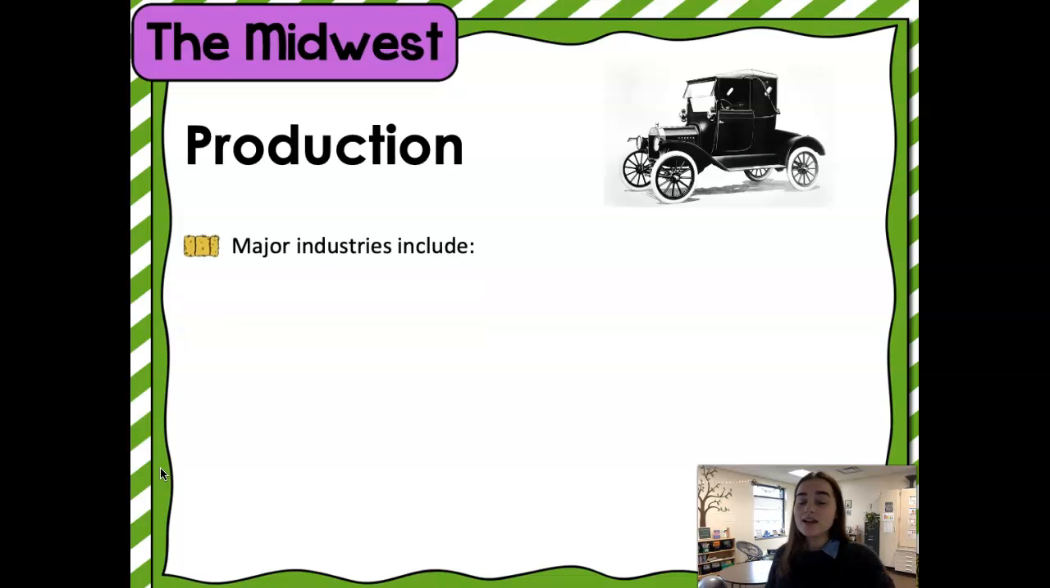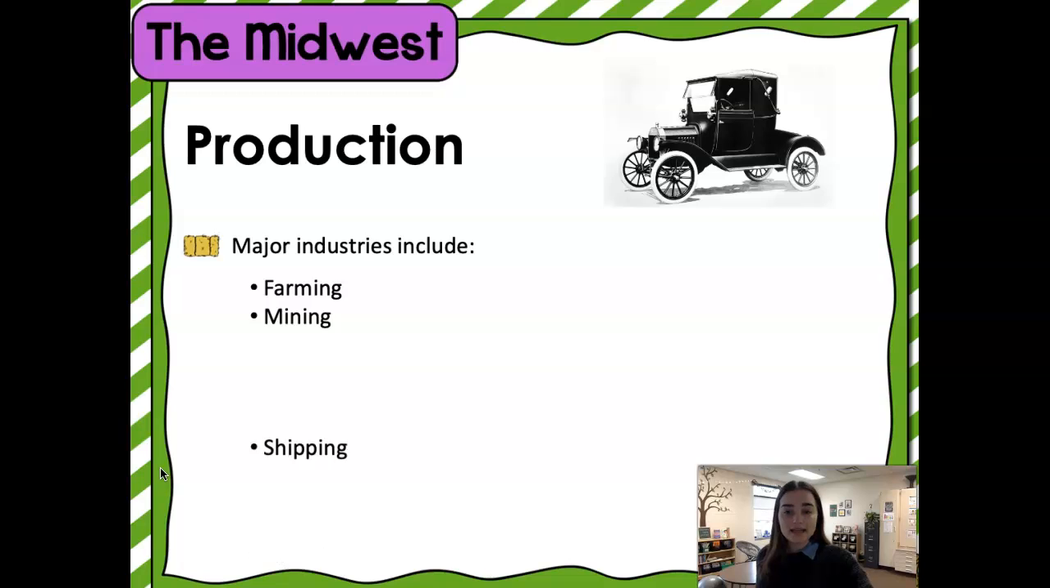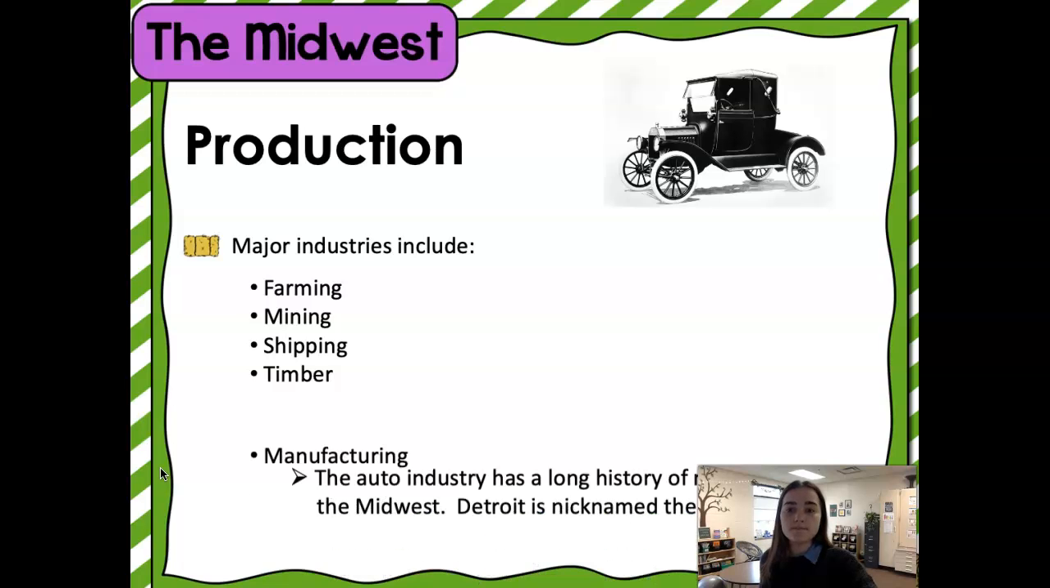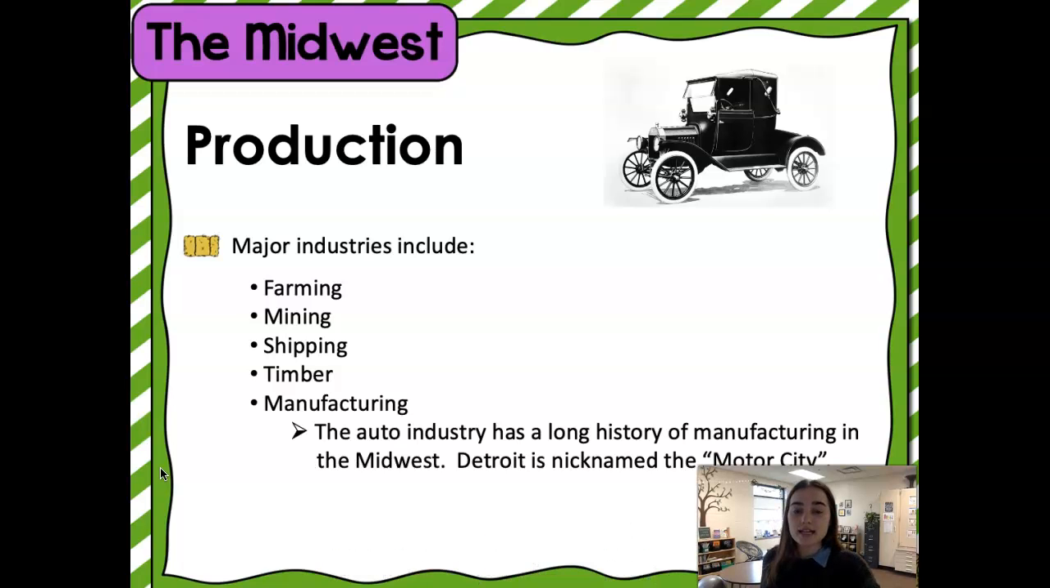Production. Major industries in the Midwest include farming, mining, shipping, timber, which is logs, the use of trees and wood, and manufacturing. The auto industry has a long history of manufacturing in the Midwest. Detroit is nicknamed the Motor City, and Detroit is the capital of Michigan.